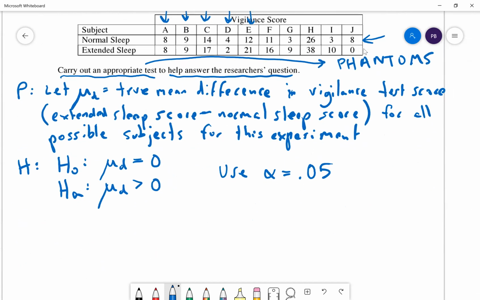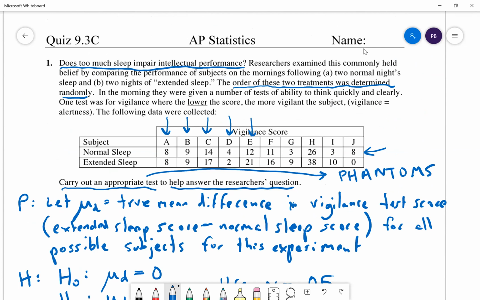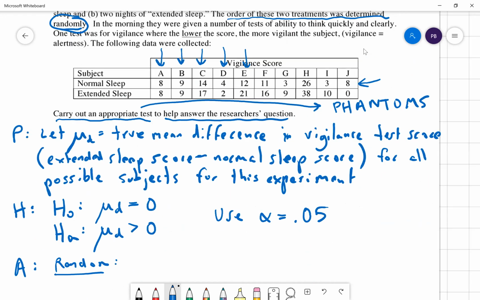Okay, so let's move on to A. That's where we check our conditions or state our assumptions. So the first condition is the random condition. So here they didn't talk about taking a random sample of people. And actually this is an experiment. So when we're looking at an experiment and we're doing a significance test, we just want to check that they're randomly assigning treatments. So that's how we satisfy the random condition for experiments. It did say in the problem, the order of these two treatments was determined randomly. So that condition is satisfied.